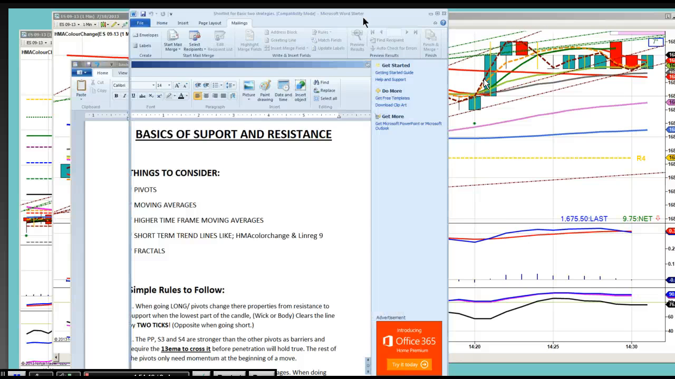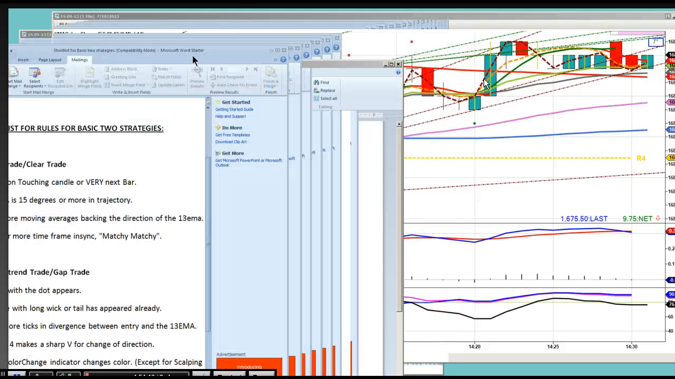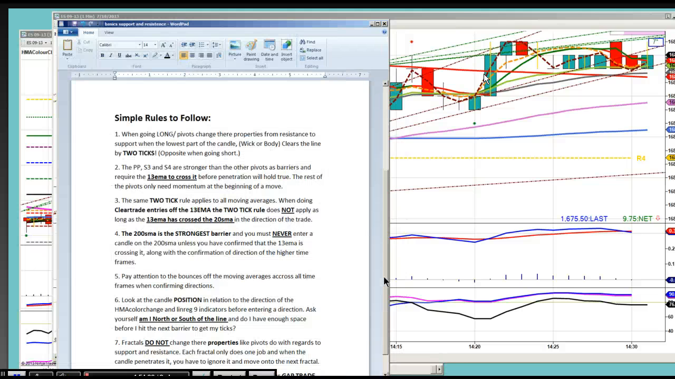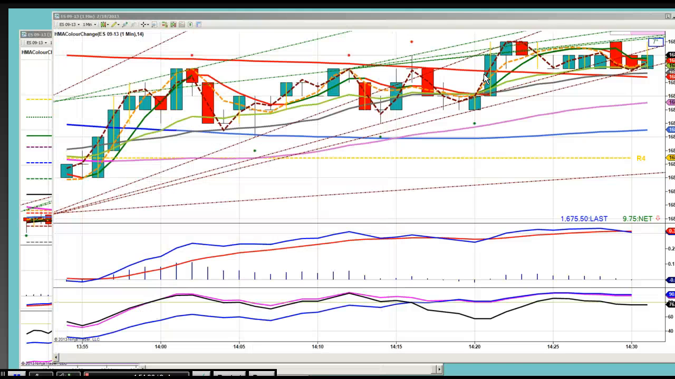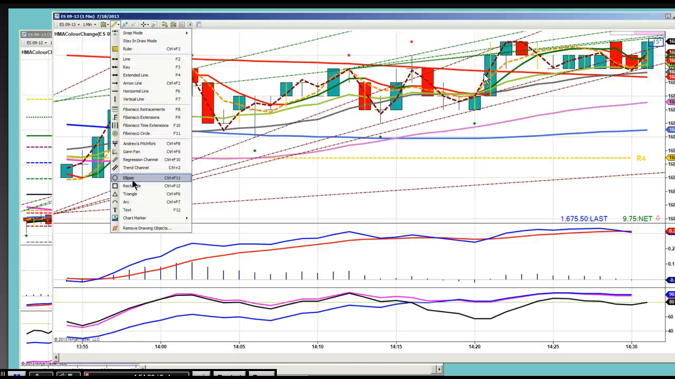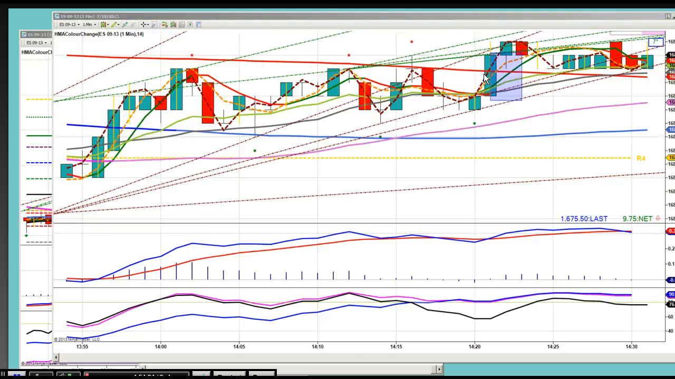If you forget some of these basic rules, like the 2-tick rule, especially in relation to the 200, how many of you have entered a candle like this on the 200? You come along and you forget the 200 rule. You only see the clear trade. It's like you don't even see the 200, and you forget. We've all made that mistake. And then it doesn't go anywhere and you wonder why.